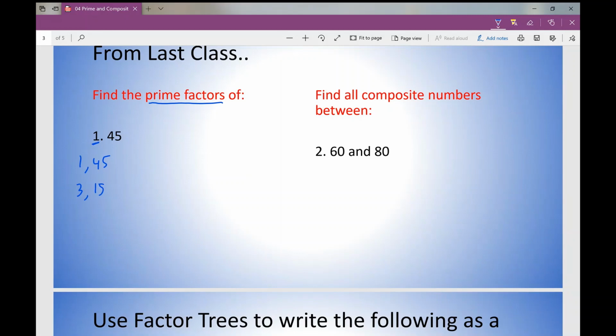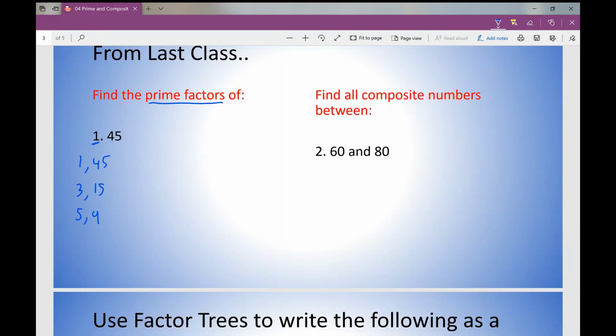And then we keep going, we divide 45 by 4, we don't get a whole number. We divide 45 by 5, we get a whole number, that's 9. So 5 and 9 are two factors. Then we're going to keep going, divide it by 6, that's not a whole number. Divide it by 7, again not a whole number.